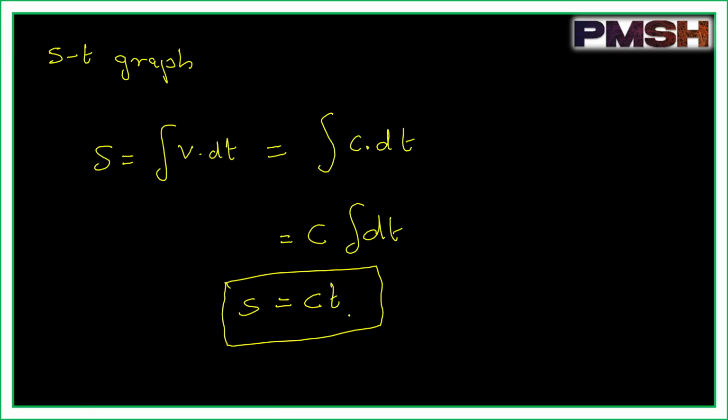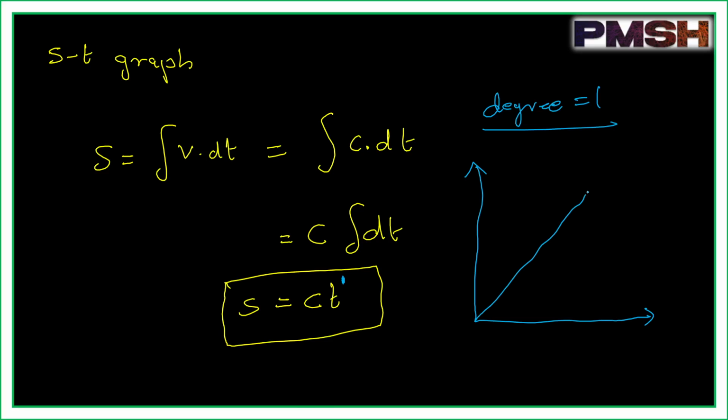What is the power of t? You can see that the power of t is 1, so the degree is 1. If the degree is 1, the graph will be a straight line having a slope. So this is the displacement time graph for a body having uniform motion. Clear how this graph became like this?